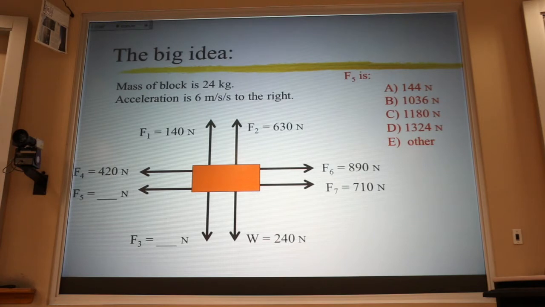Okay? That tells me that F5 is going to be 1600 minus 420 minus 144. And that's going to give me 1036. So the answer is B. Okay? It's just that easy.